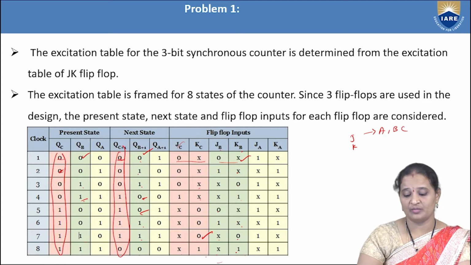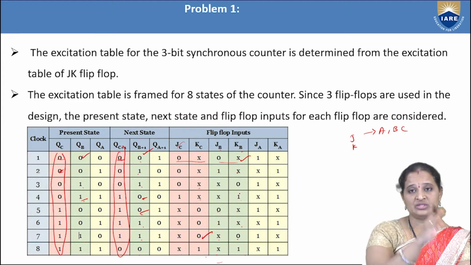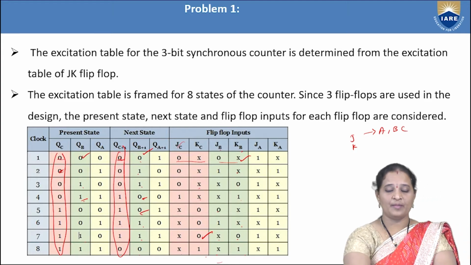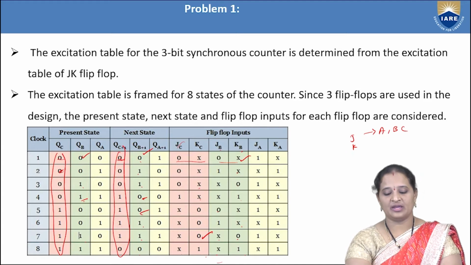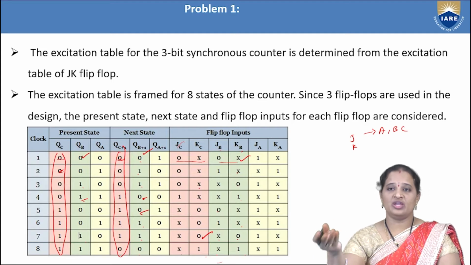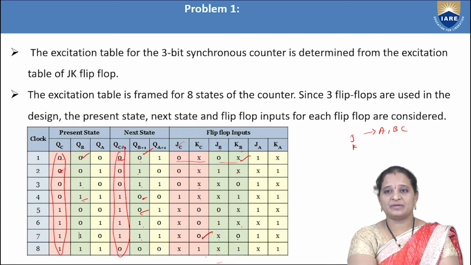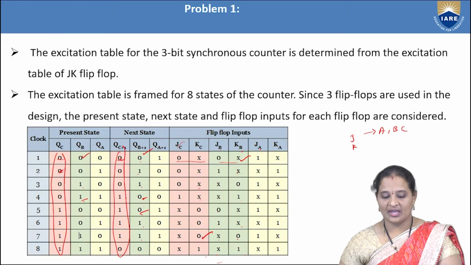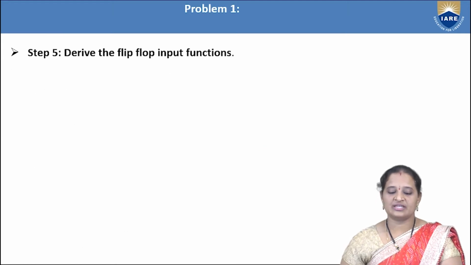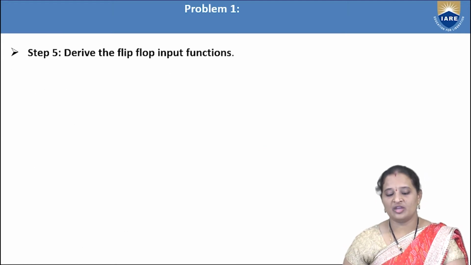So these are the inputs for which we have used the excitation table of the JK flip flop, and we have derived the inputs for the C flip flop, B flip flop, and A flip flop. Now after this, what we need to do? We need to derive the expressions for the inputs of the flip flops, that is JC, KC, JB, KB, and JA, KA. That is step 5. So what is step 5 here? We need to derive the input functions.